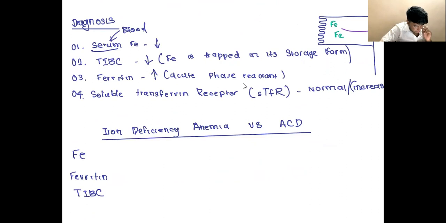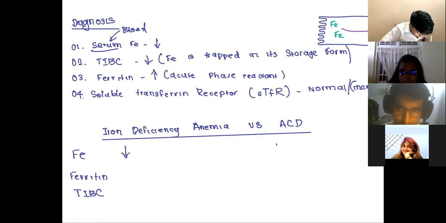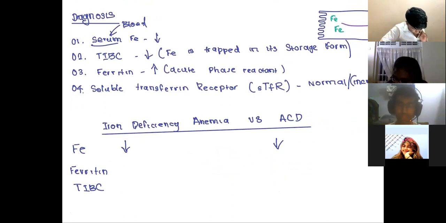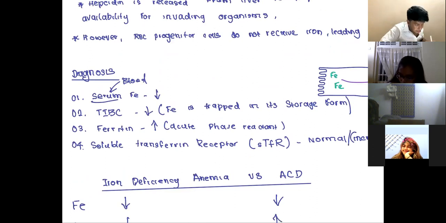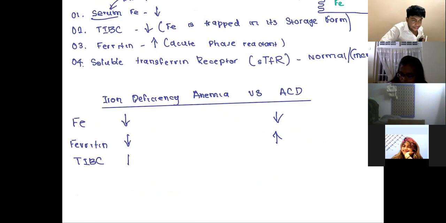Can someone tell me, in iron deficiency anemia, is the iron low or high? It's low, right? What about the serum iron in anemia of chronic disease? Low. What about the ferritin levels in iron deficiency anemia? It will be low. In anemia of chronic disease, is it low or high? It's an acute phase reactant, released by the liver, so it will be high. And finally, the TIBC in iron deficiency anemia will be high. In anemia of chronic disease, it will be low.